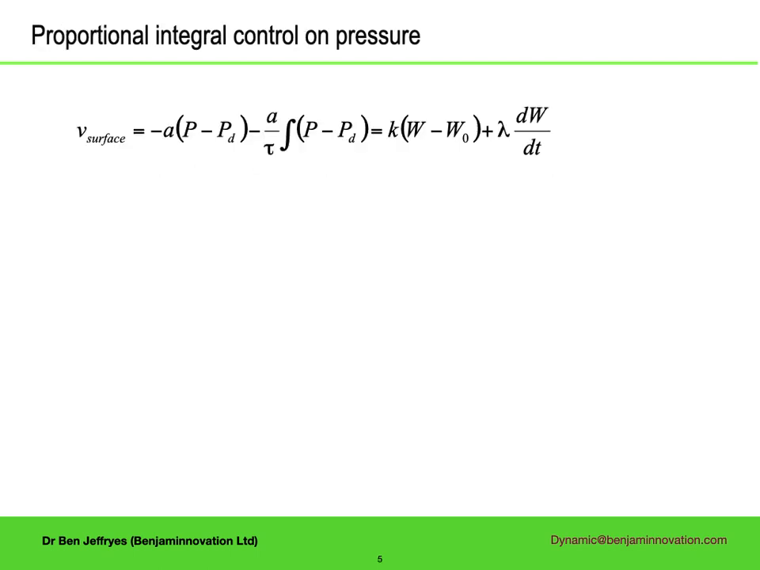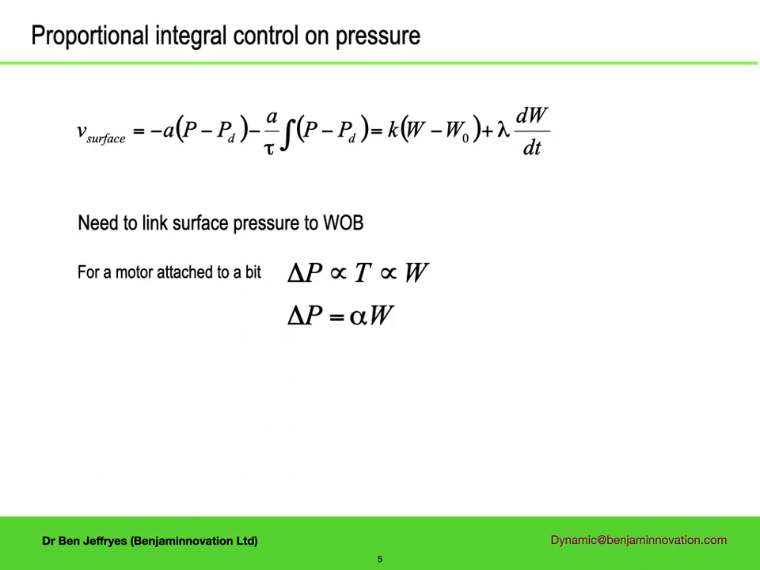Let's start without any filters, as before. We write the surface velocity in terms of the controlled pressure, which is then equal to the drilling equation, written in terms of weight. There's something missing, of course. We need to link the pressure to the weight. For a motor that is attached to a bit drilling ahead, the pressure across the motor is proportional to the torque, which is proportional to weight, so the pressure drop is proportional to the weight.